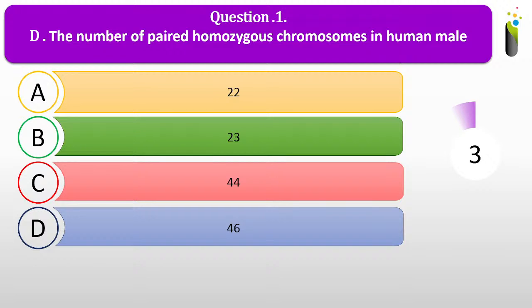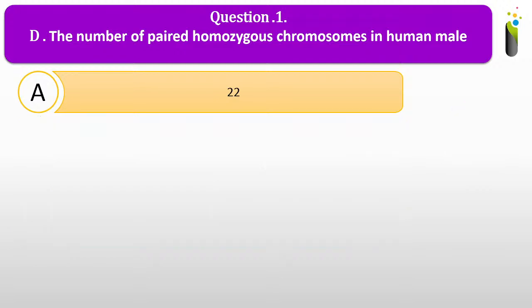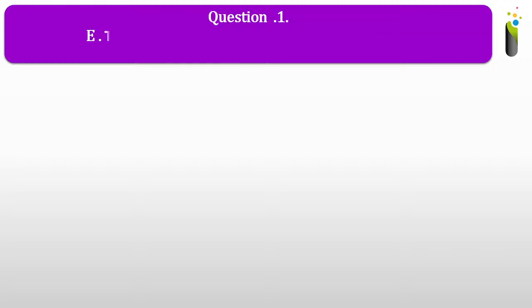The correct answer for this question is 22. Homozygous is asked. If only paired chromosomes had been asked, the answer would have been 23. Homozygous, because the next pair is a heterozygous pair that is present in human male, that is XY. So you're likely to be confused here. That's the reason. Keep this in mind. Read the question carefully.